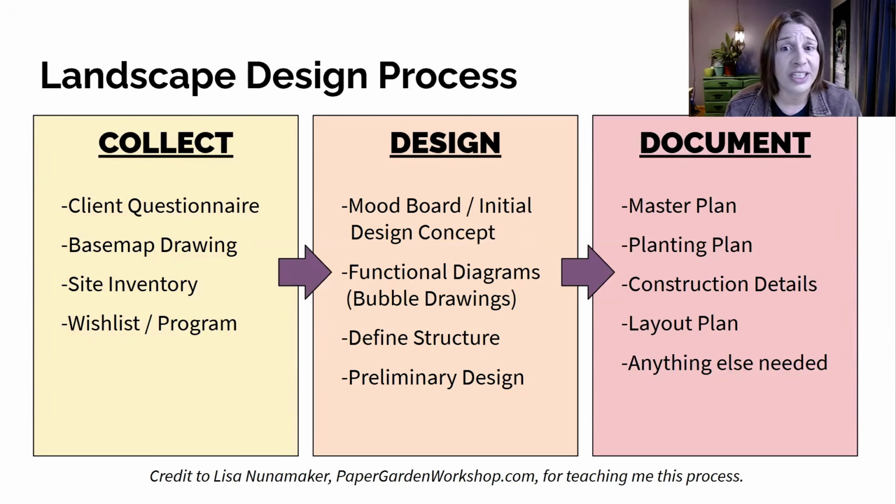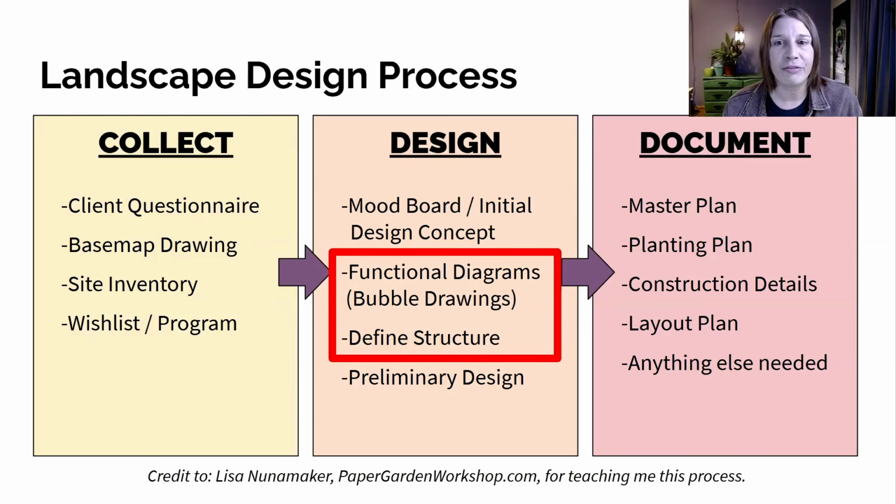After that, the documentation process is where all of the little details come in. So in the collect and design phase, it's kind of just a broad vision. And then in the documentation phase, after everything is approved, we go into a master plan, choosing materials, creating a planting plan, all of the construction details that may need to be worked out, and anything else that's needed for that specific project. So like I said, there's lots of different things going on here, and we're kind of just smack dab in the middle of the design process here with bubble diagrams and lines of force.